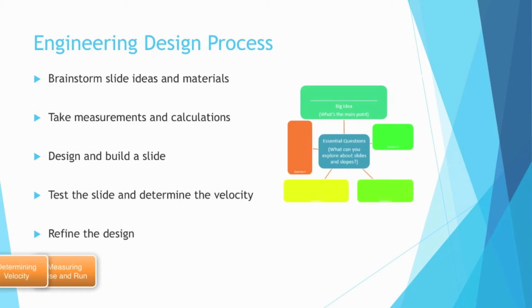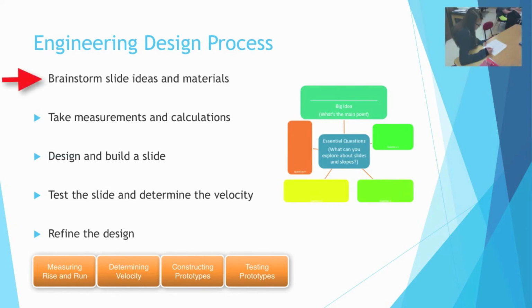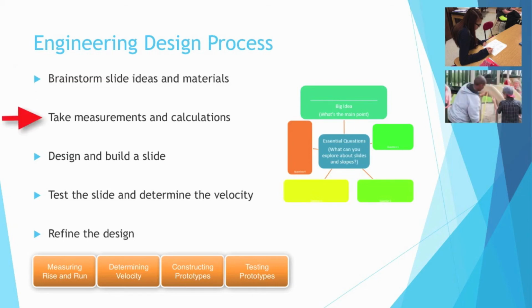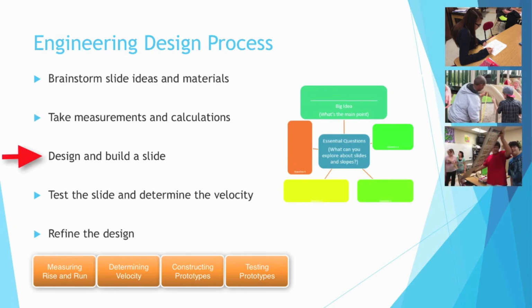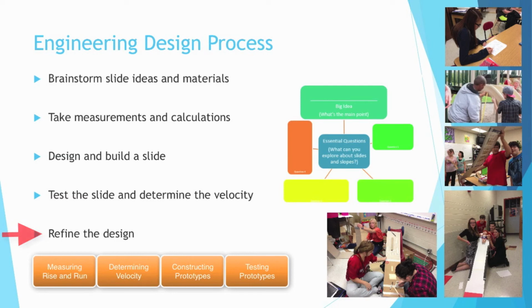Students were instructed and guided on how to use the engineering design process. First, the students were able to brainstorm slide ideas and materials that they were going to be given. Then they took measurements and calculations of a real playground slide. Students then designed and built a proportional slide prototype. After that, they tested the slide to determine the velocity. Finally, they refined their design with different surface materials.